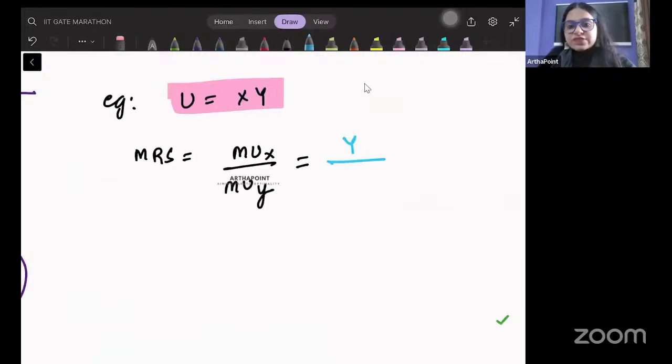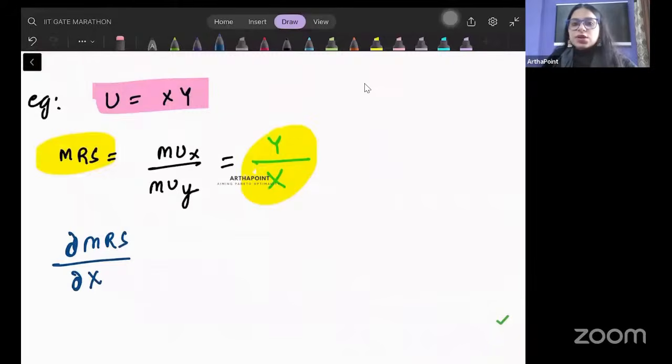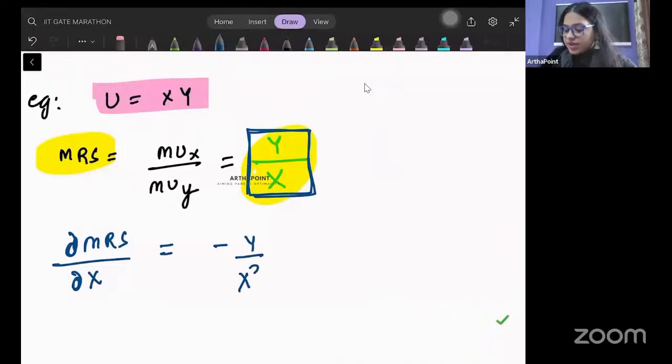When I differentiate it with respect to Y, I will get X. So the MRS that I have got in this case is Y by X. Now what I am asking you to do is check how MRS is changing as X changes. So if I differentiate this with respect to X, तो क्या मिल जाएगा? Minus Y by X square, because the differentiation of 1 by X will be minus 1 by X square.